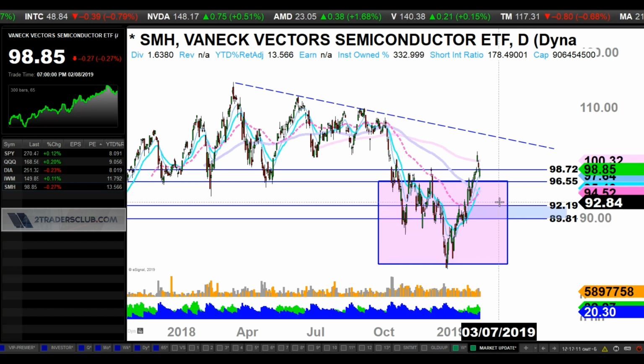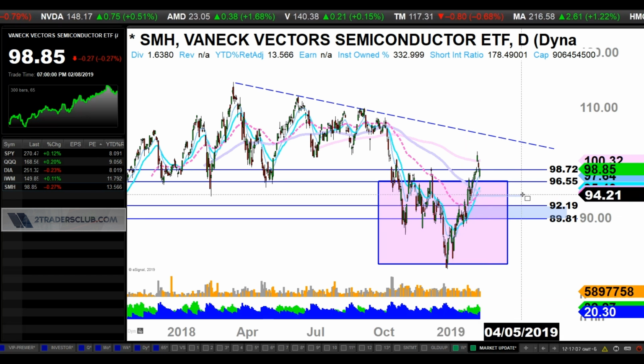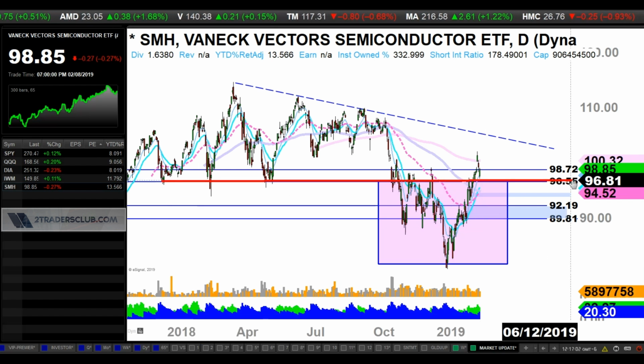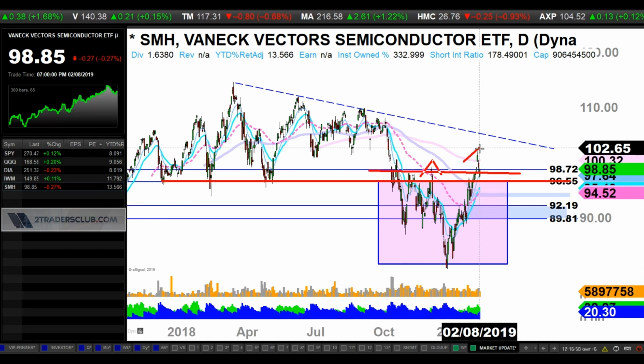There's a tiny gap here too. There's a little gap right there. But currently we're holding this level, and that's a good sign after creating a higher high there.